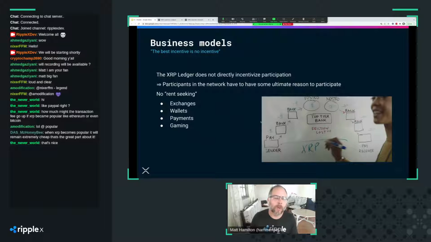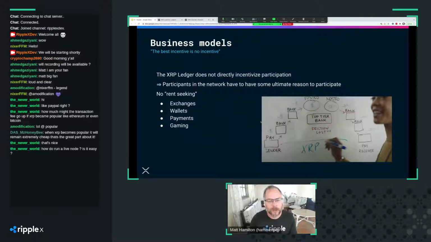So there's a big question about, well, why does somebody want to run a node on the XRP Ledger? And normally the reason is because they have a business reason to do so, right? So they operate a business like an exchange, a wallet, a payment gateway, or a gaming system in which they want to access the XRP Ledger. So they run a node, because that way they don't have to trust anybody else, and they have control over their node there.